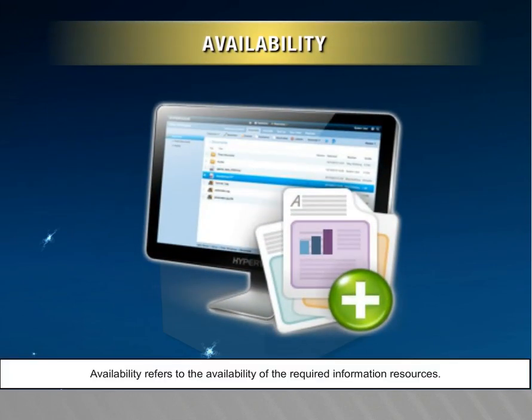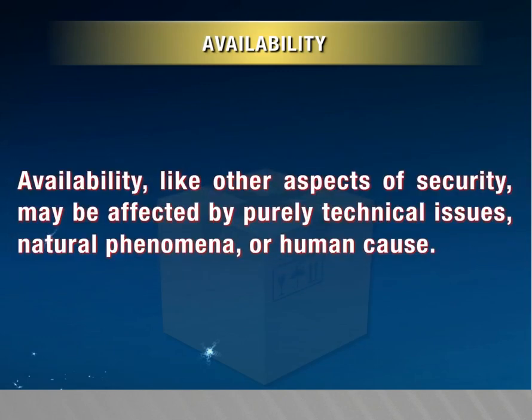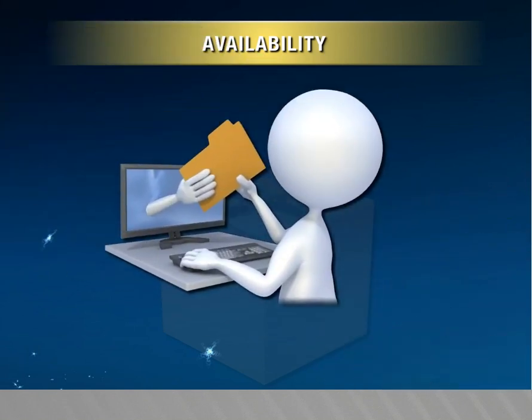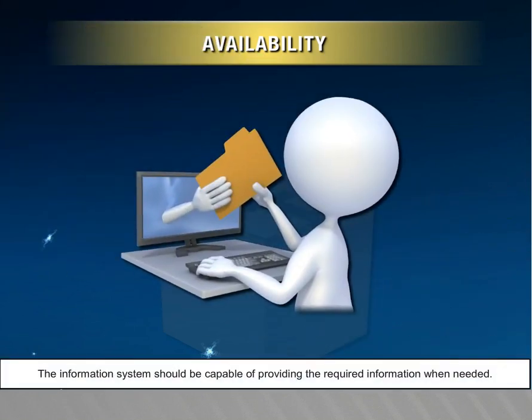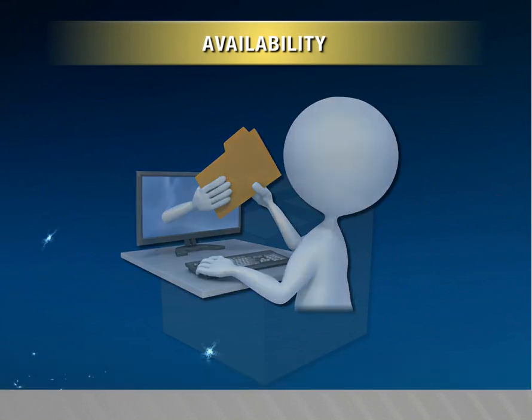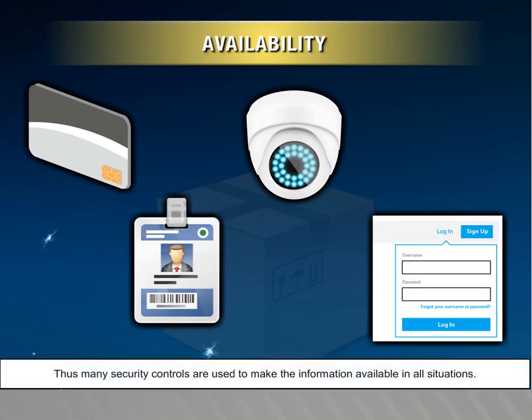Availability. Availability refers to the availability of the required information resources. Availability, like other aspects of security, may be affected by purely technical issues, natural phenomena, or human cause. The information system should be capable of providing the required information when needed. Thus, many security controls are used to make the information available in all situations.